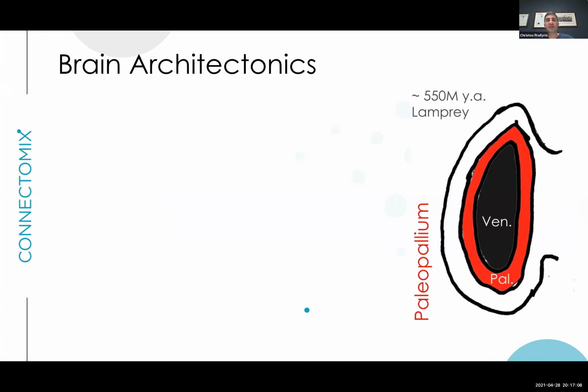So if we go back to 550 million years ago and look at the first animals that showed some organized brain function, I'm going to start with the lamprey, about 550 million years ago. What we've got here is a coronal section of a brain. And what the lamprey basically had was something called the paleopallium. So that was the first brain, not a layered brain, disorganized brain cells.